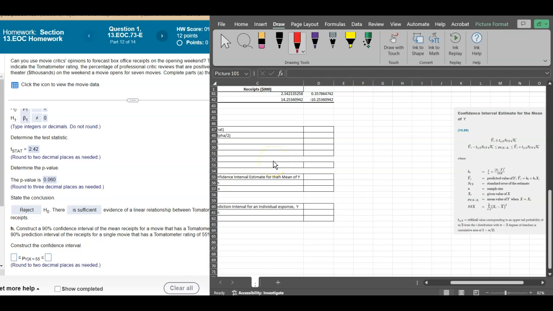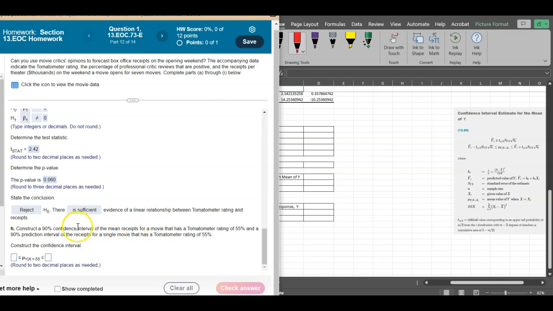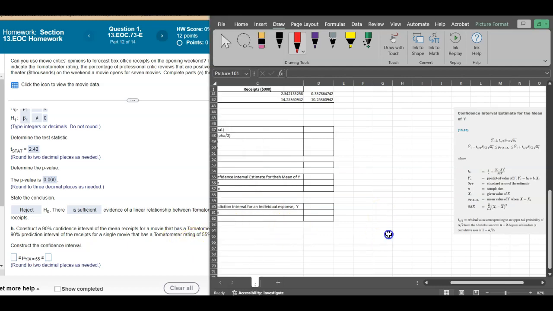Okay, welcome back. So here we are about to calculate the 90 percentile confidence interval for a tomato meter rating of 55%. Now, this is in your book as 13.8, so you have an example there, and I'm just going to follow the steps on Excel.